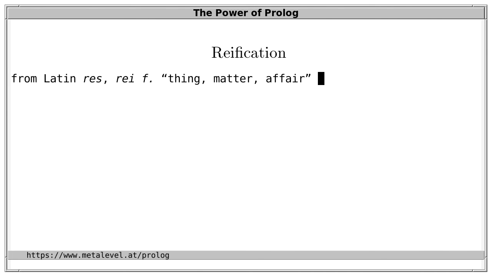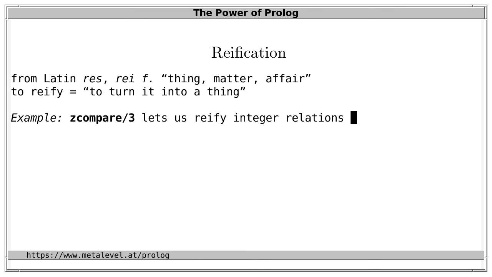Reification stems from the Latin word res, rei, which means thing, matter, affair. So to reify means to turn it into a thing. And in our case, this means that we turn the truth value of a relation into a Prolog term, so that we can reason about it explicitly, and so that it becomes amenable to argument indexing. For instance, the predicate zcompare lets us reify relations between integers.